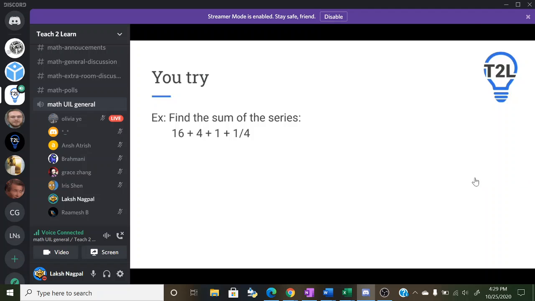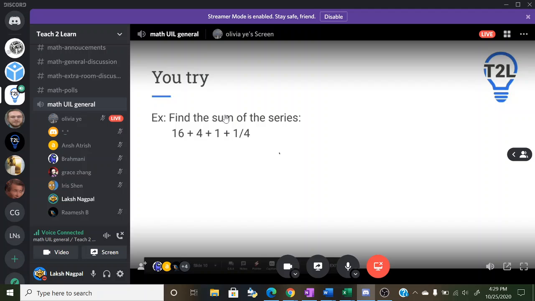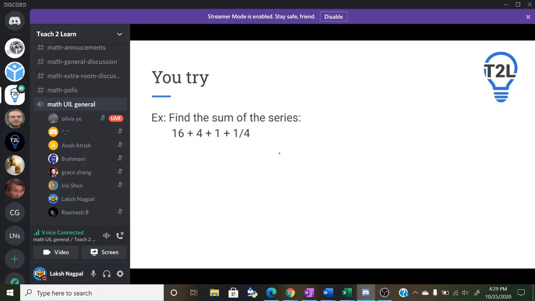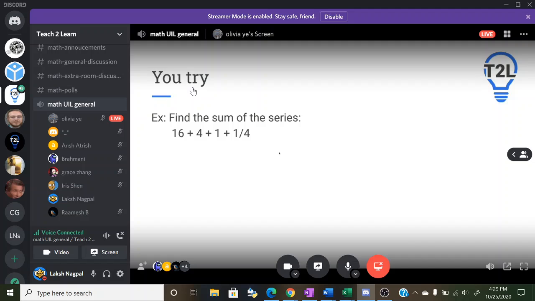All right, go ahead and try this problem with the same formula as before. And in case you need it again, it's just the first term divided by 1 minus the common ratio.